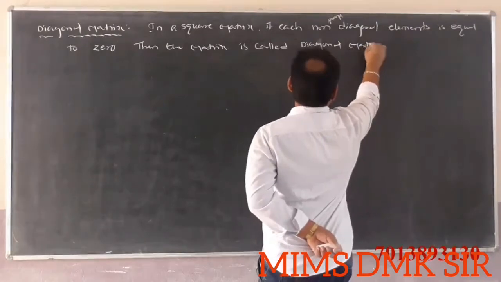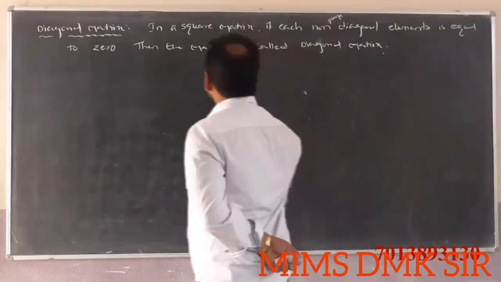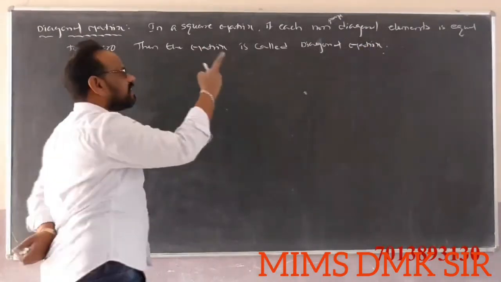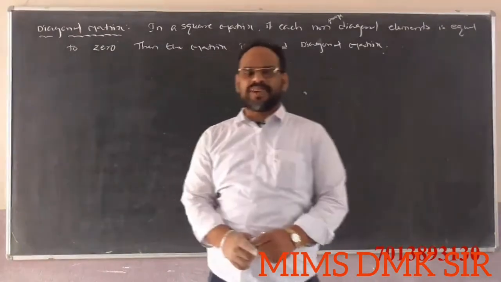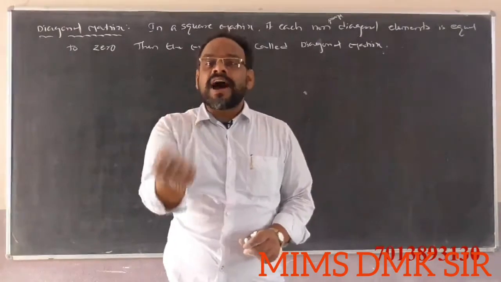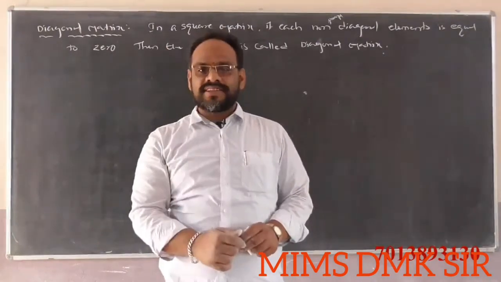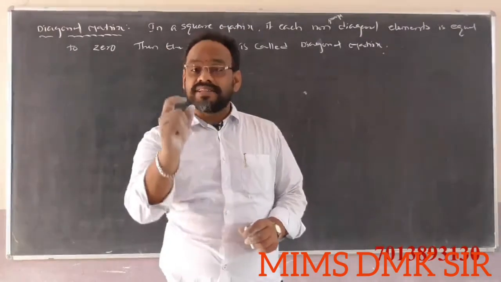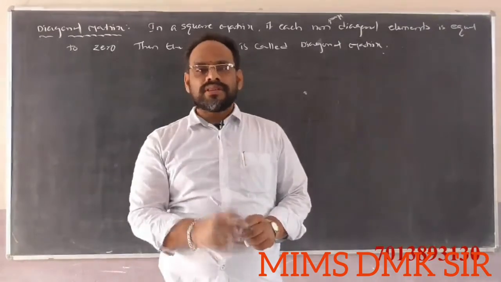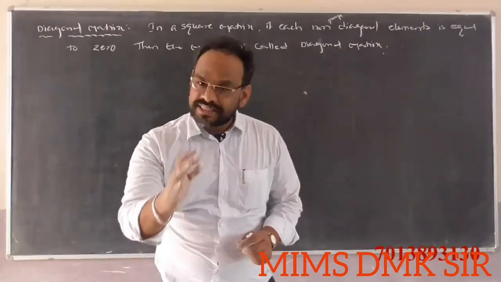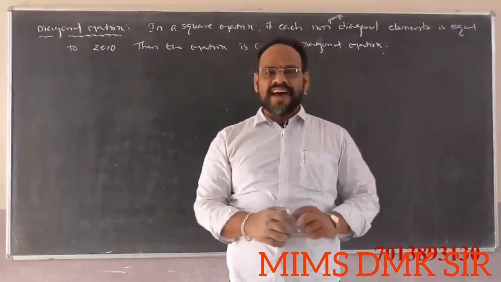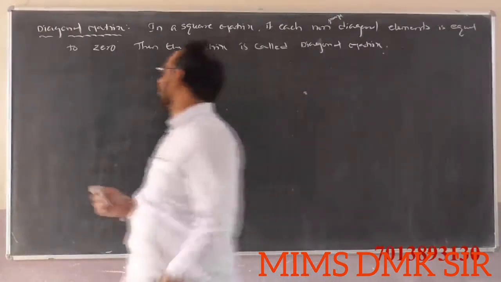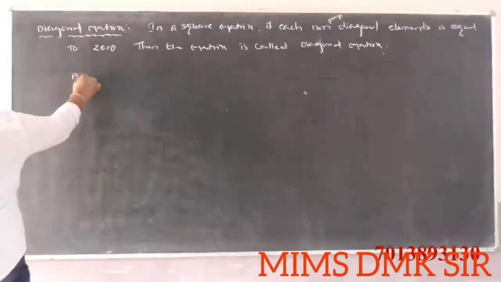Diagonal matrix. Observe here, in a square matrix, if each non-principal diagonal element is equal to 0, then the matrix is called what? Principal diagonal matrix. Let us discuss one example here. Observe here, that is the example.